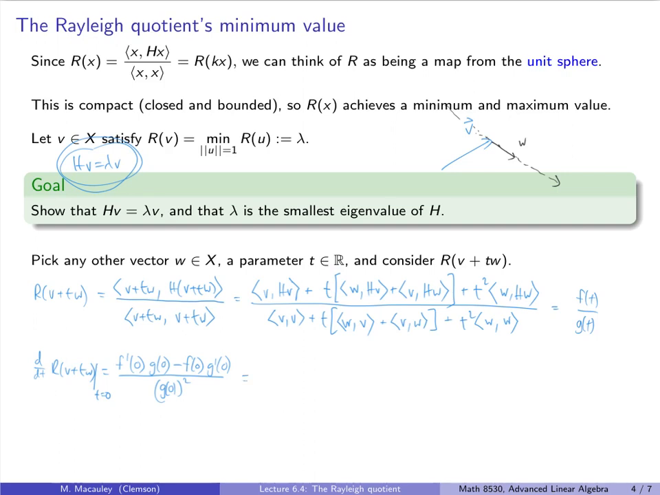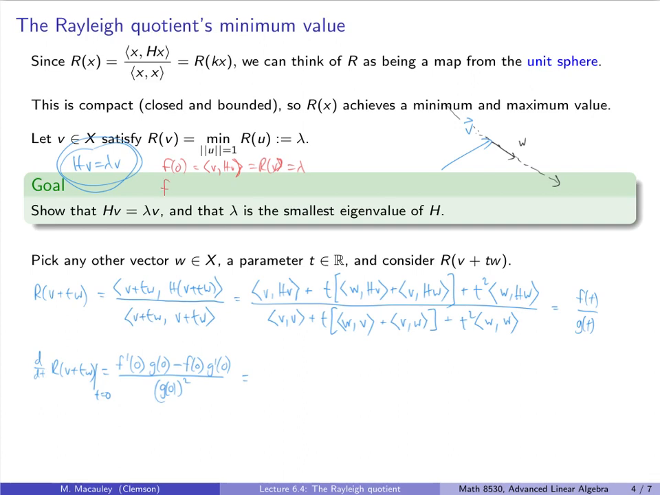So what is this? Let's actually compute these. Let's compute f of 0, g of 0, and so forth. Let's start with f of 0. You can get that by plugging 0 in for t. This goes away, and you are left with v dot hv. This is also the Rayleigh quotient of v. You could have also gotten that by just plugging in 0 for t right here, and you get r of v. So this is the Rayleigh quotient of v, and this is lambda, by definition of v and lambda.